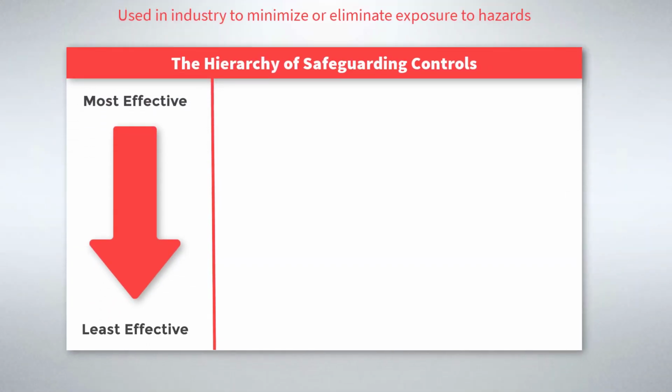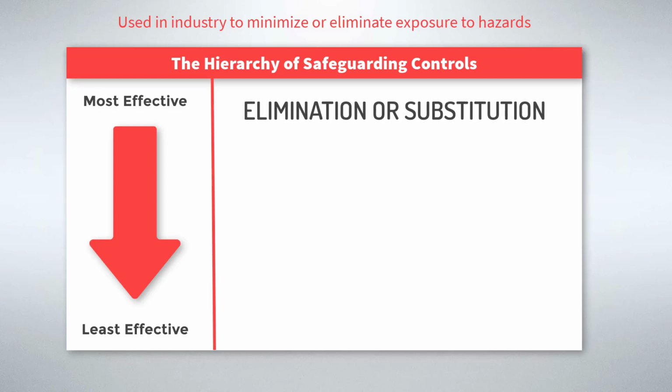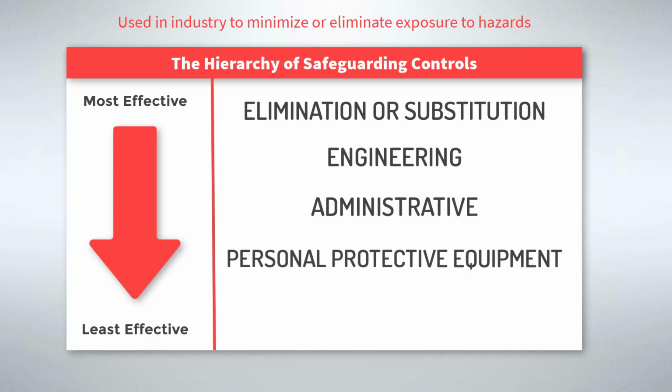The hierarchy of safeguarding controls is a system used in industry to minimize or eliminate exposure to hazards, in this case, chemical hazards. The hazard controls in the hierarchy are, in order of decreasing effectiveness, elimination or substitution, engineering, administrative, personal protective equipment, hygiene. Let's review each of the safeguarding control categories in a little more detail to get a better understanding of how they protect us.